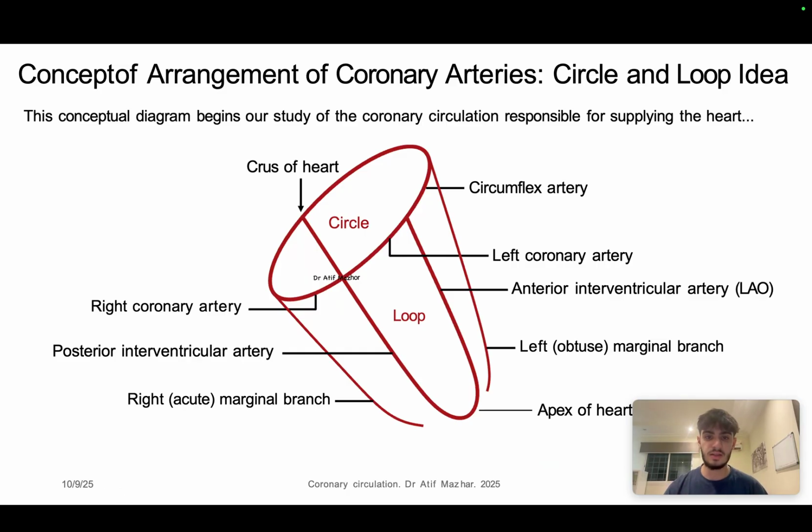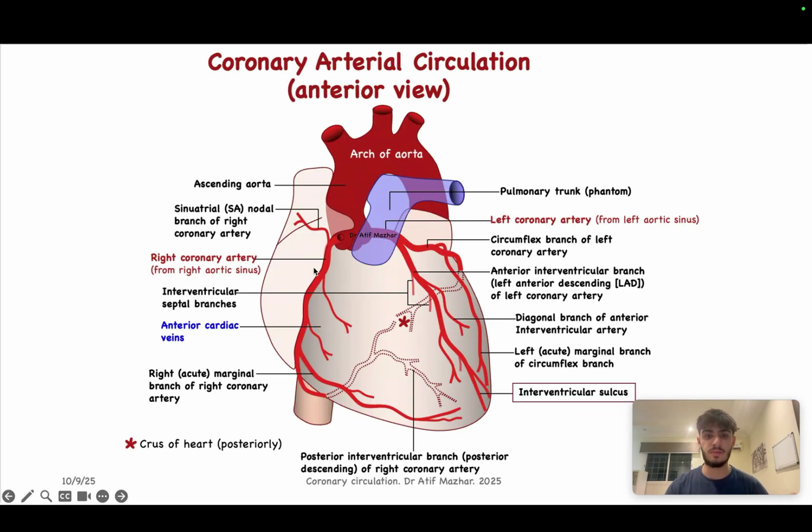Now, in this slide, all I want you guys to know is the circle here is the base of the heart, and the loop is the apex of the heart. So, the doctor used this to explain how the coronary arteries come from the right and left arteries, but I want to use this picture to explain it better, because I feel it's more realistic and you can imagine it better than from the circle and the loop.